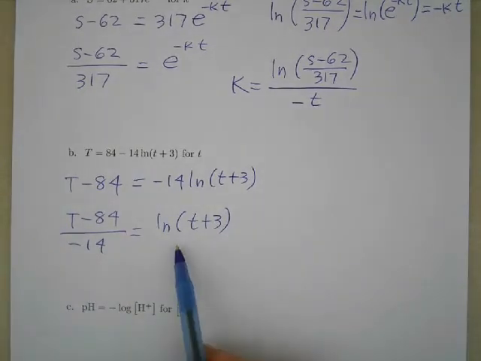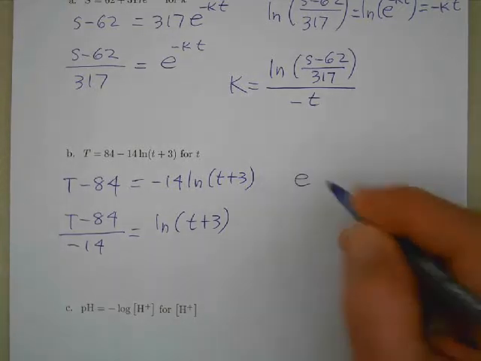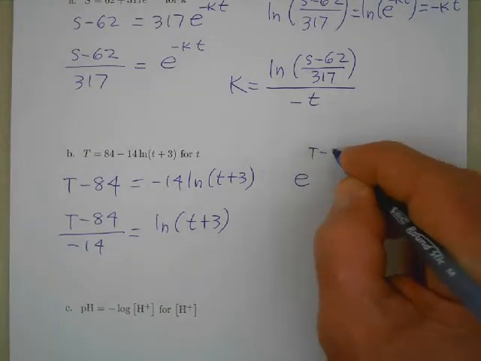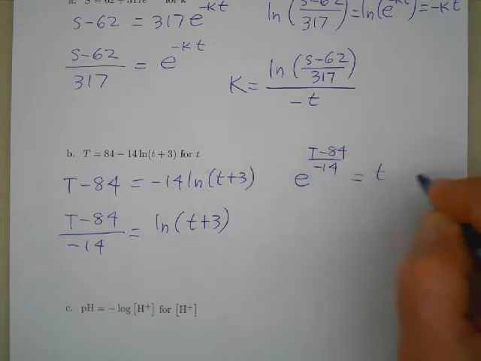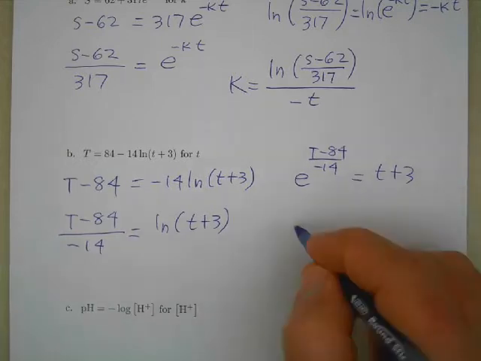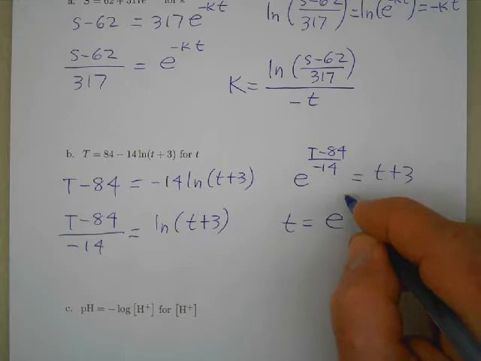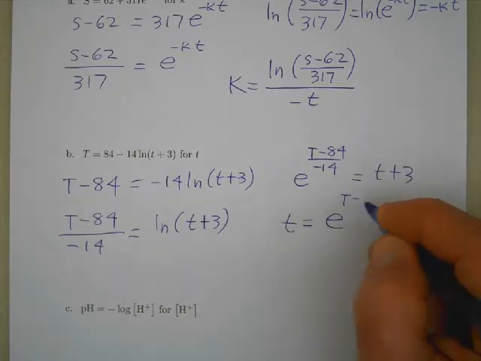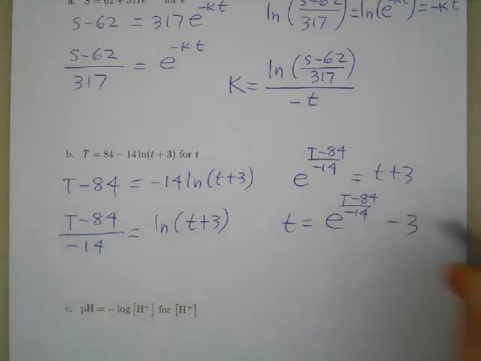And then we can convert this logarithmic equation into an exponential equation. The base of the logarithm is e, so if we raise e to the exponent capital T minus 84 over negative 14, that's equal to lowercase t plus 3. And then to solve for lowercase t, we just subtract 3 from both sides, and we get lowercase t equals e to the capital T minus 84 over negative 14, and then minus 3.